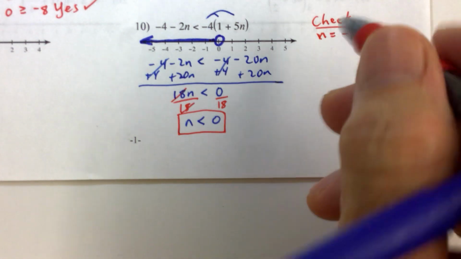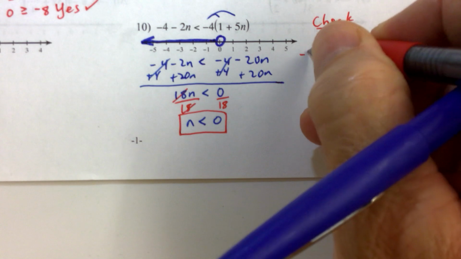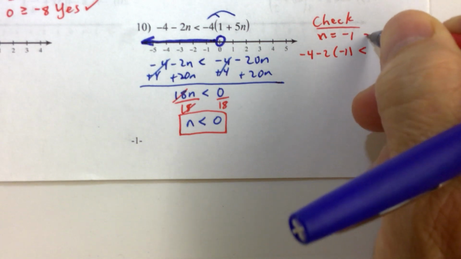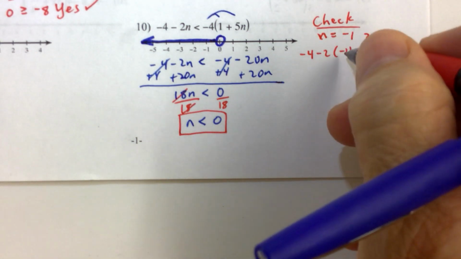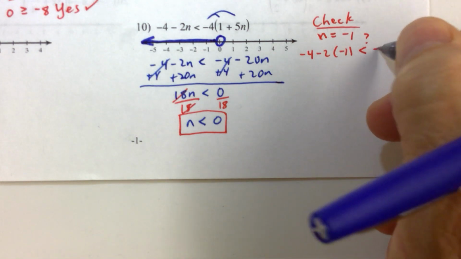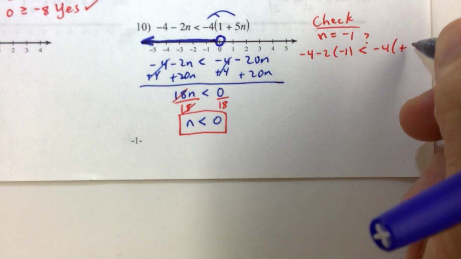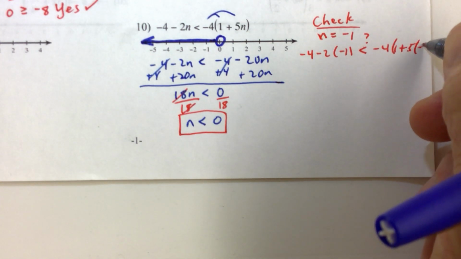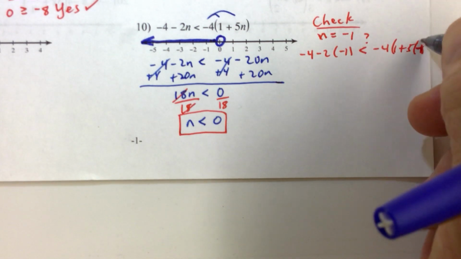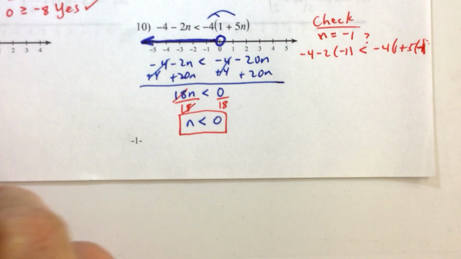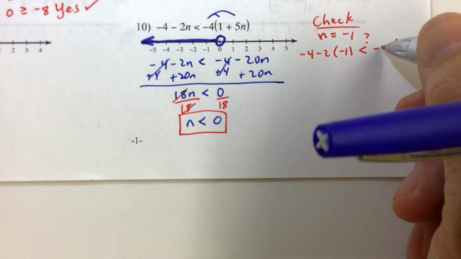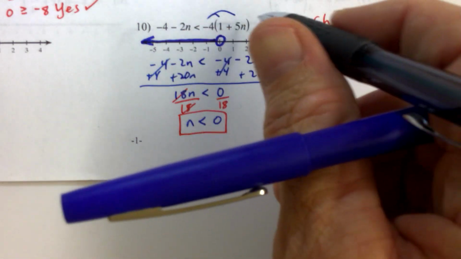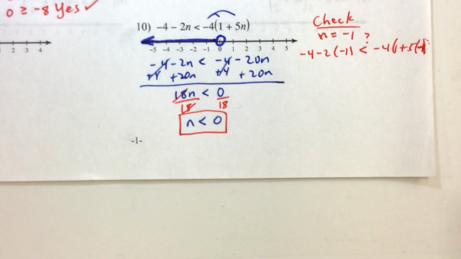So if I plug in negative 1, I get negative 4 minus 2 times negative 1, and then less than. The question is, is the left side less than the right side if I replace n with negative 1? I always have to replace the variable in the original. Oh my gosh, I'm botching this. Sorry. So that's negative 4 times 1 plus 5 times negative 1. Always have to replace the variable in the original inequality with the number that we're using to check.